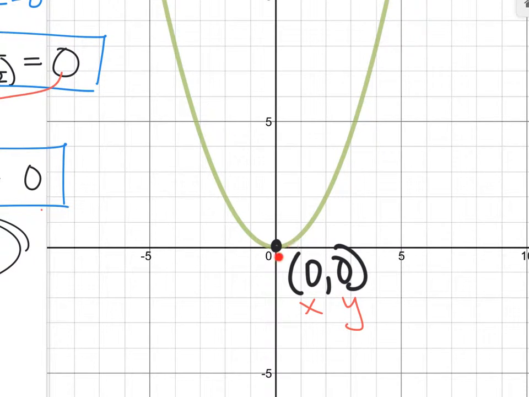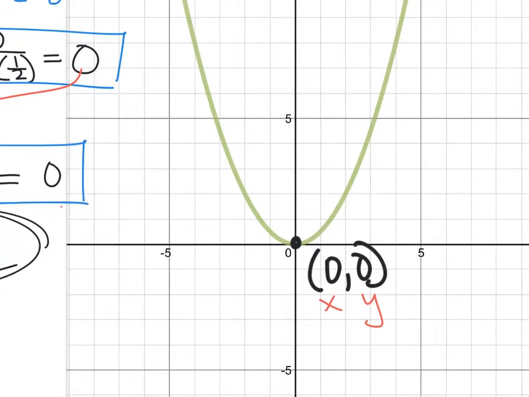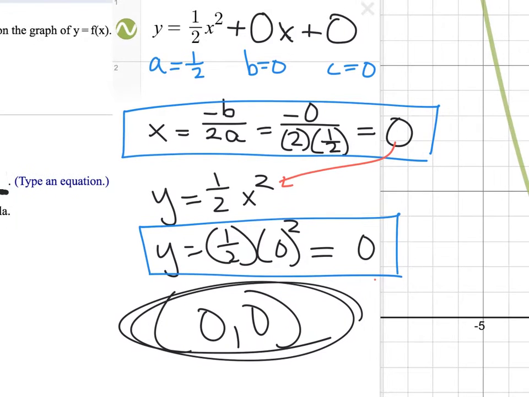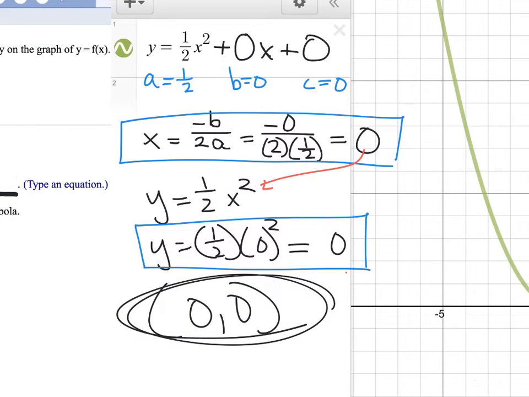But if the answer isn't a perfect number, if it's some sort of fraction, you're actually going to have to do the mathematics and calculate it. So that's why we have this beautiful formula in case we need it.